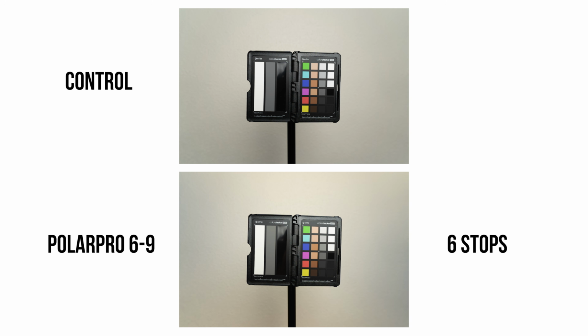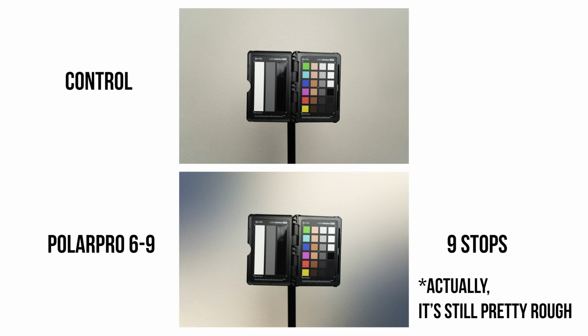And the PolarPro 6 to 9, there's still kind of a creeping vignette throughout, but it's not nearly as bad as the 2 to 5 stop is. Also, when I zoom in to 28 millimeters, the vignetting and stuff is definitely less of a problem, which is basically what you would expect since you're not as wide.